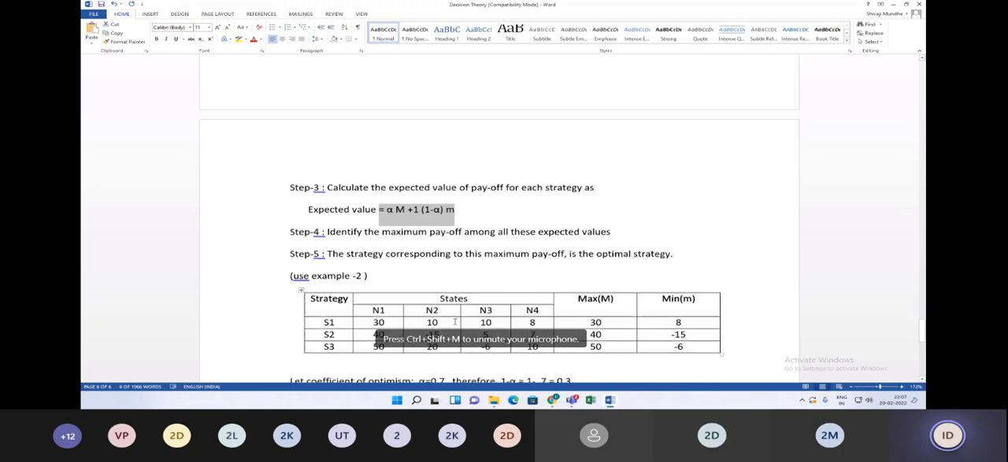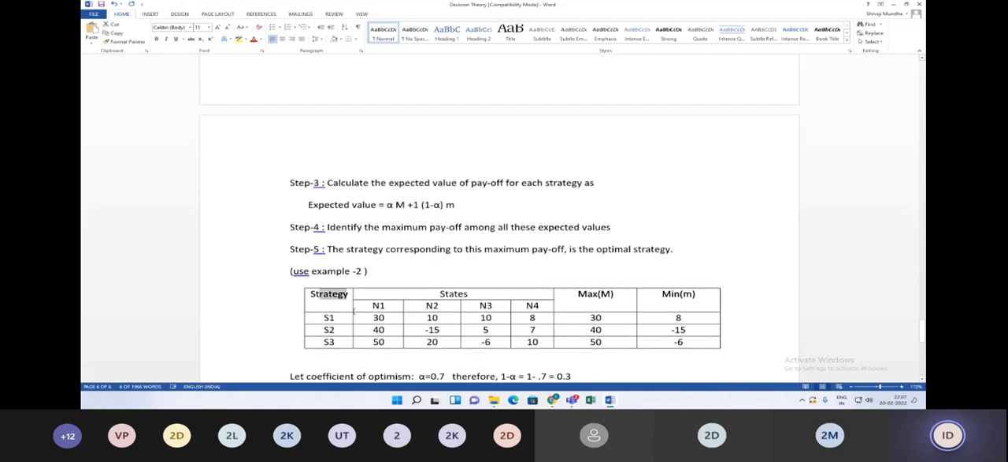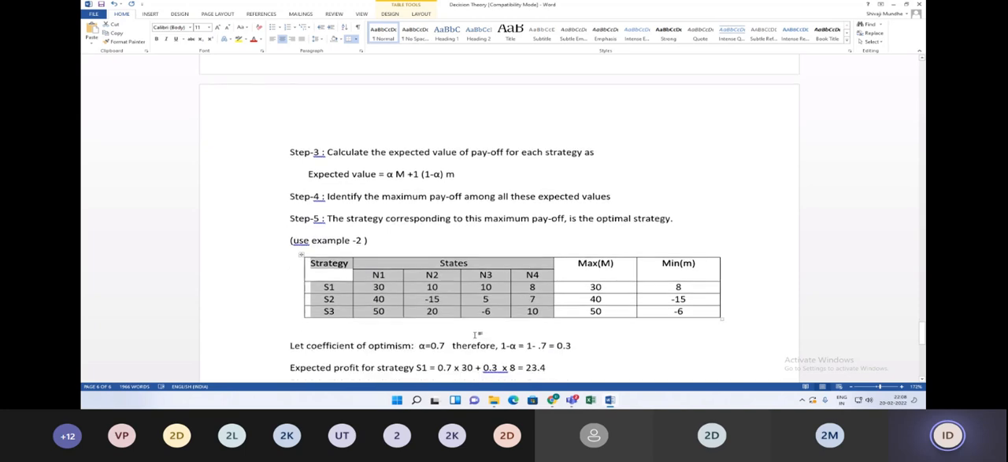Now the same example I referred to. Come on, note down the table. From the example only you will understand. First you try to understand the example, then you refer to the algorithms. I'll give you 2 minutes. Same example: strategies S1, S2, S3 and states N1, N2, N3, and N4. There are 3 strategies and 4 states. Out of this we have to find the max, that is capital M, and the min, that is small m. Let it be any notation, doesn't matter. This is the notation which I use.